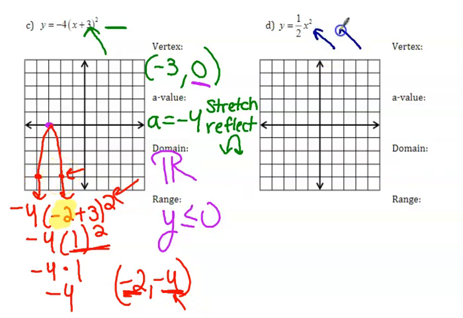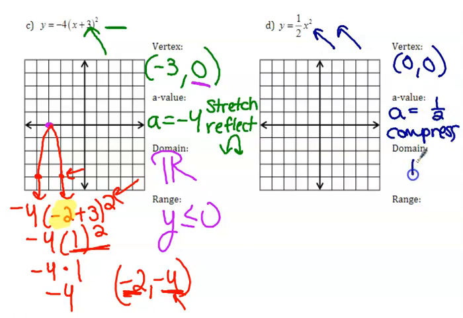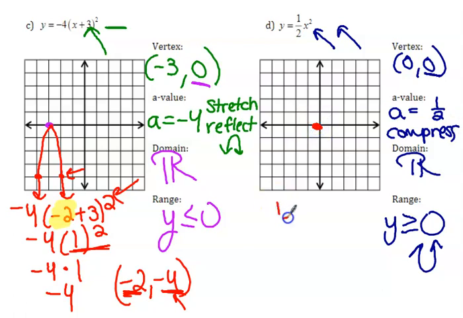I don't have an H or a K, so my vertex is 0, 0. My A is 1/2, so that means I have a compress. My domain is all real numbers, and my range is y is greater than or equal to 0. It opens up, and my K value is 0. So let's plug that in. What on earth happens when I have 1/2? Well, let's plug in 2 and see what happens.